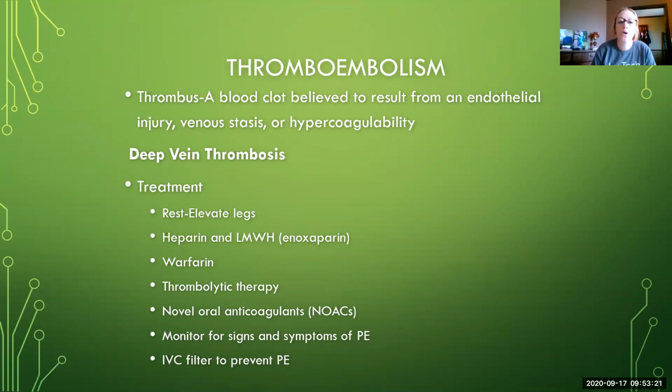All right. So then our thromboembolism, our VTE, our thrombus is a blood clot that's a result from endothelial injury, venous stasis, or hypercoagulability oftentimes. But our main one is our DVT. So our DVT, our main treatment is resting and elevating the legs, heparin or our Lovenox or enoxaparin, our low molecular weight heparin, warfarin, thrombolytic therapy. So with our heparin and our warfarin, is that going to dissolve the current clots?